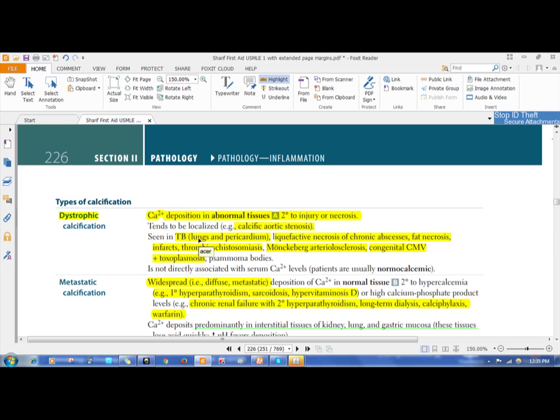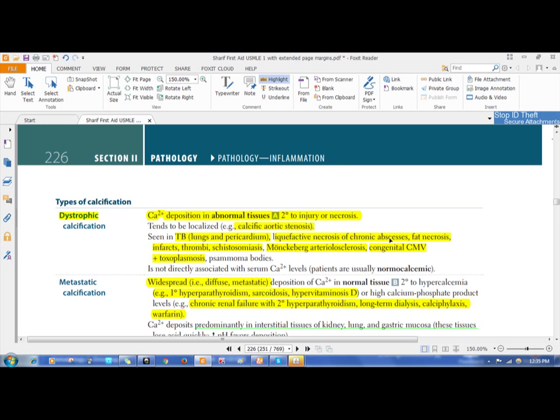And as you can remember, you can also see something called a Ghon complex, which is a Ghon focus along with lymphadenitis, which will also be calcified later on. So this will be called a Ghon complex. And tubercular granuloma can also form in the pericardium, so obviously it will also lead to development of dystrophic calcification.